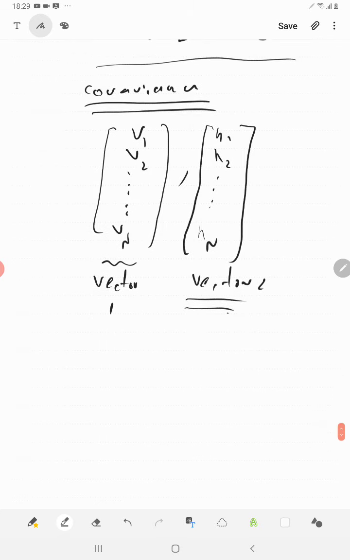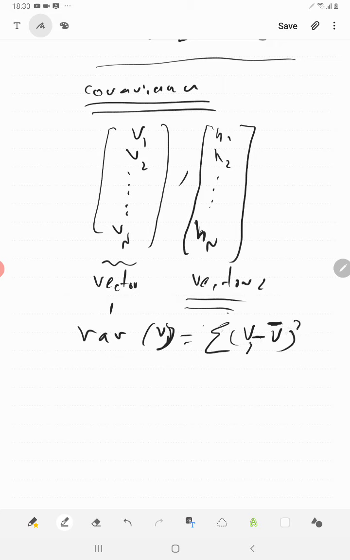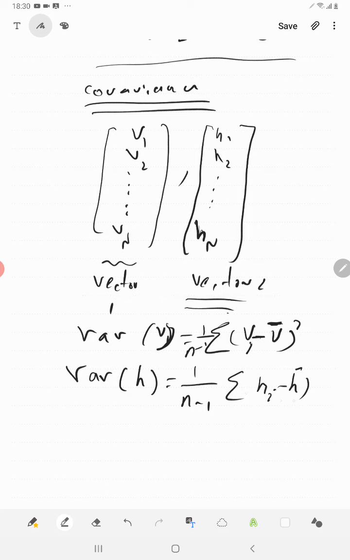Then the variance of V is equal to the sum of (Vi minus the mean of V) squared, divided by n minus 1. This is the variance. Similarly, the variance of H is 1 over n minus 1 times the sum of (Hi minus the mean of H) squared.